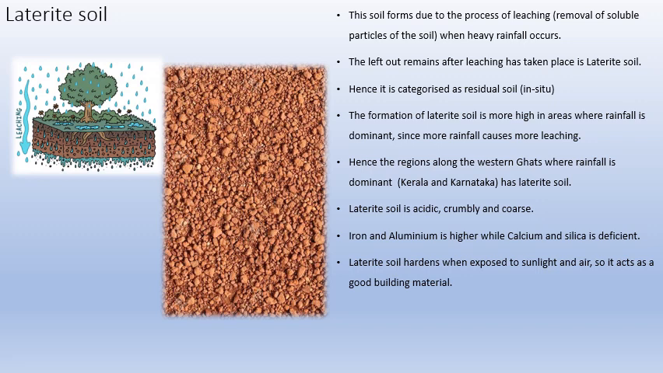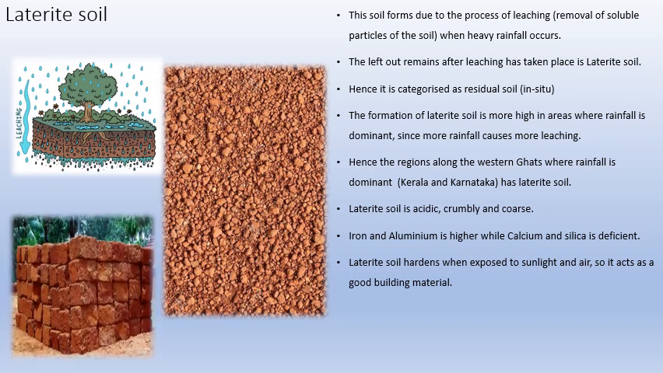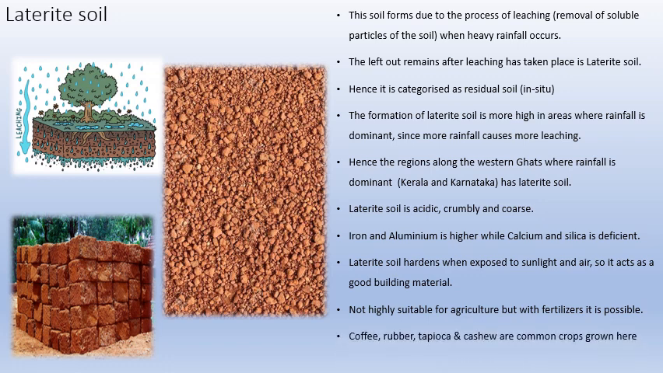So whatever remaining, when it is exposed to sunlight and air, it becomes so hard and hardens like a rock, and it can be used as building material, like how you see in this picture. You can cut it into cubes, you can cut it into bricks, and you can use it as building material. It is also not suitable for agriculture. So red soil and laterite soil are not good for agriculture, but still agriculture can happen when fertilizers are added. Coffee, rubber, tapioca and cashew nuts are the important crops grown in regions having laterite soil.